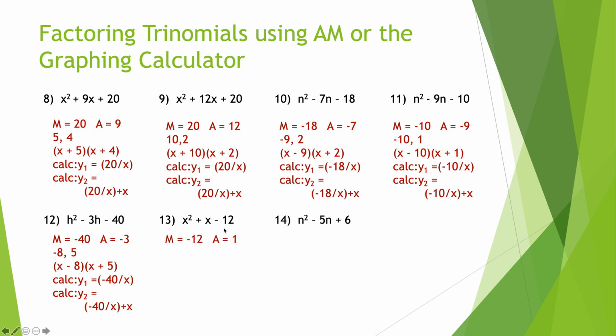I need to multiply out to -12. I need to add up to +1. What two numbers multiply out to -12 and add up to +1? Let's see, there's 1 and 12. That's not going to work. Since it's -12, I'm looking for a difference of 1. 2 and 6, no. 3 and 4. 3 and 4 will do it. Now, in this case, it's a -3 and a +4.